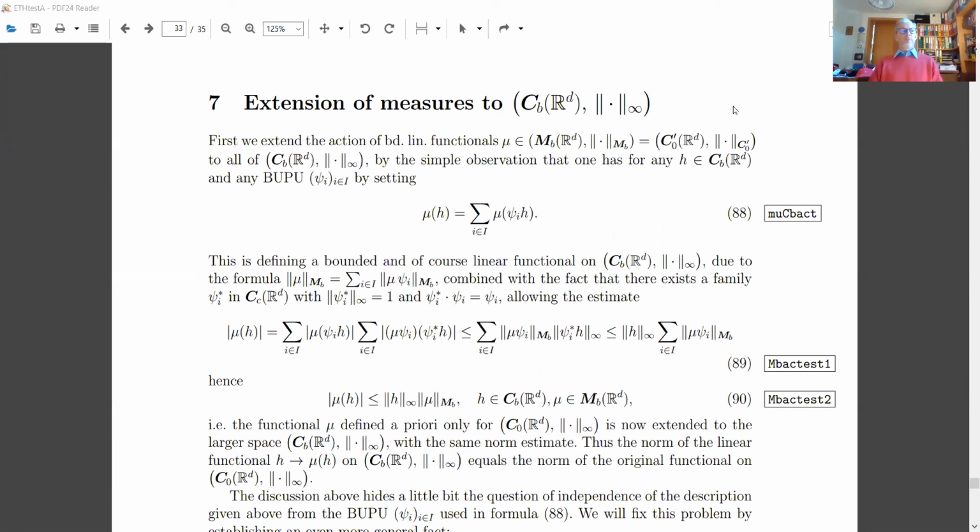And maybe I will tell you later why we don't take C_B as a starting point. There are good reasons to work with C_0 first, but once we have the linear functionals, and we have certain properties of these bounded measures, we can extend them to the bounded continuous functions.